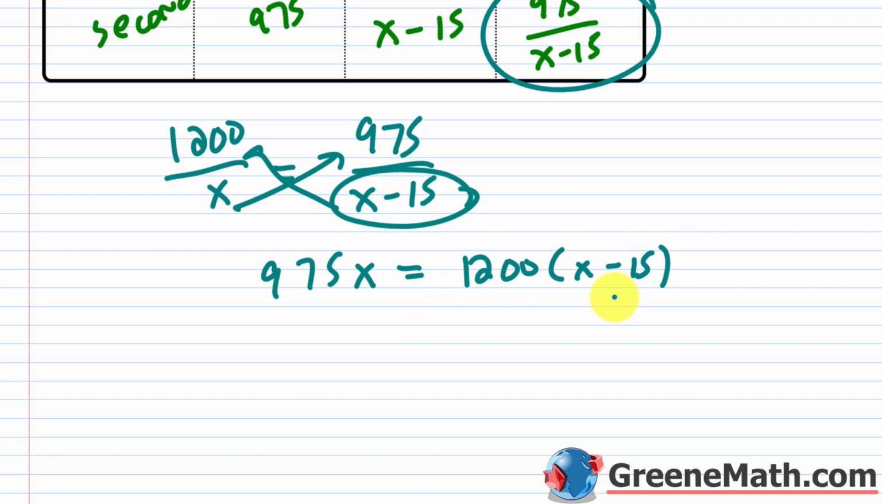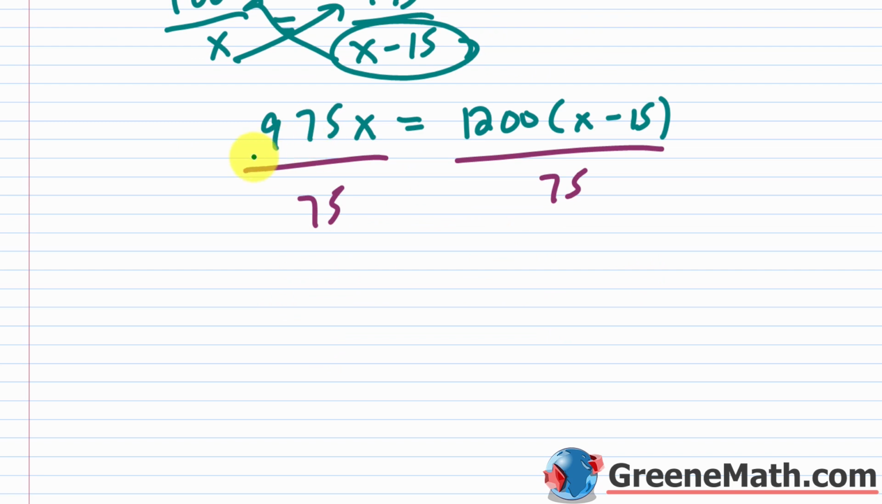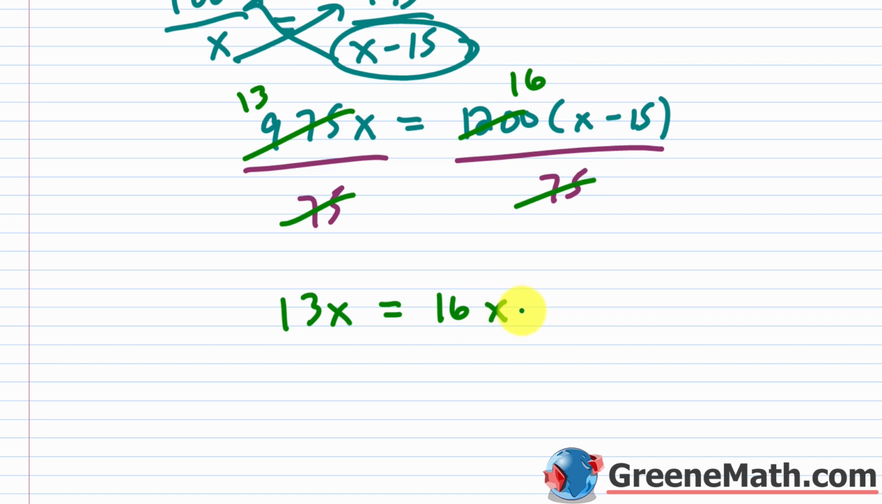Again, if you have a calculator, it's not that big of a deal. But if you don't, you might want to divide both sides by, in this case, 75, because that would be your greatest common factor between 975 and 1,200. Again, not necessary, but it will make it easier. So this divided by this is going to be 13. So you'd have 13x is equal to. This divided by this is going to be 16. So you'd have 16x minus 16 times 15 is 240.